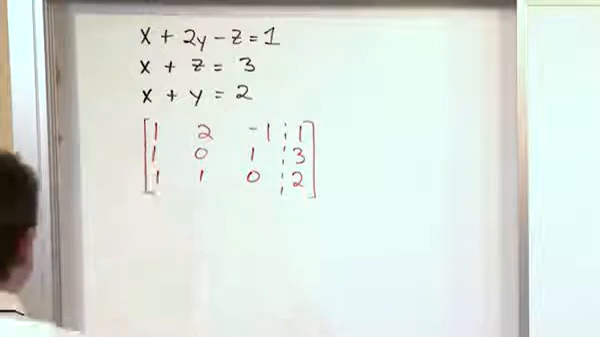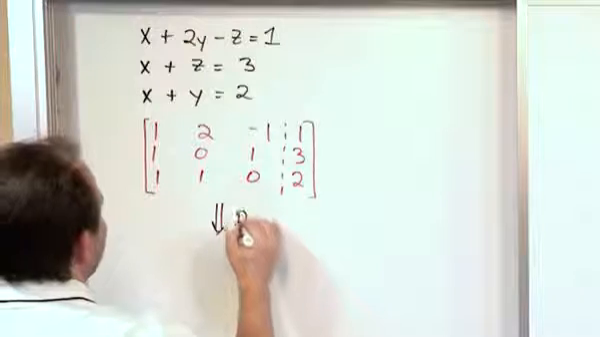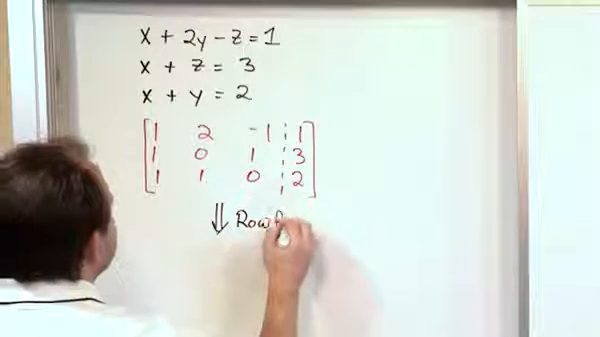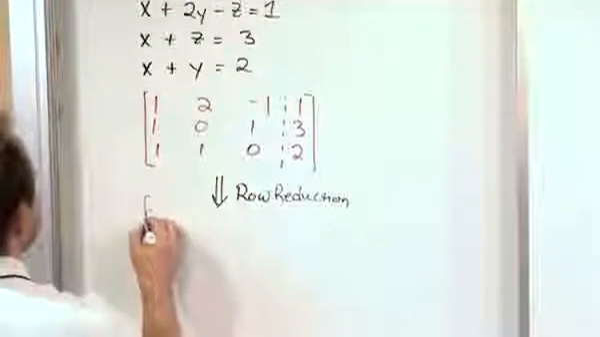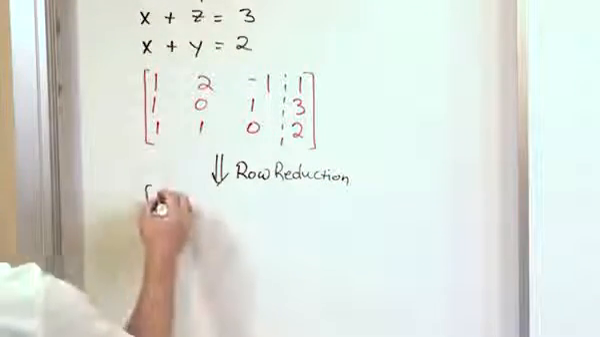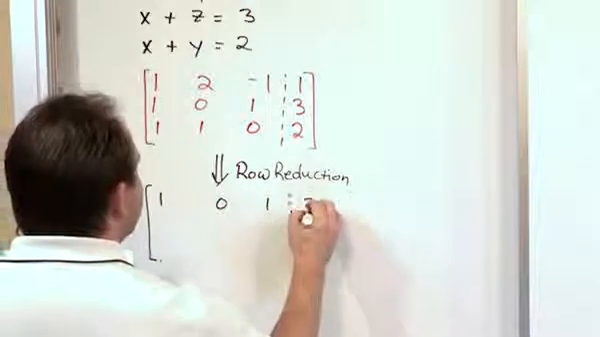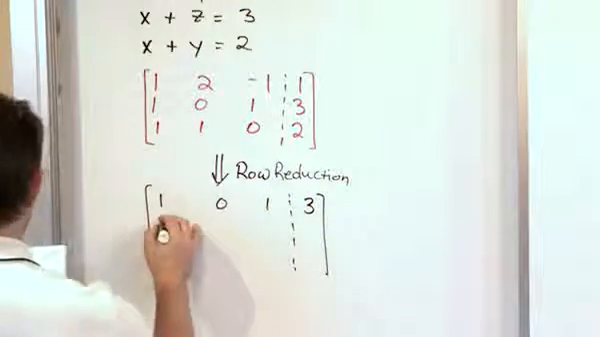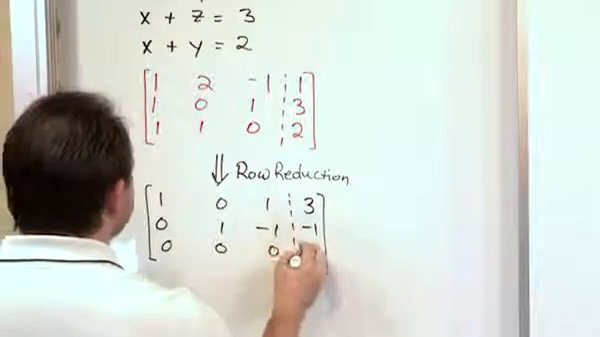So instead of showing all of those steps, I feel like we have done enough row reduction now, where I'm just going to put a little arrow and say row reduction. So after some row reduction, we arrive at the following thing. 1, 0, 1 with a 3. 0, 1, negative 1, negative 1, 0, 0, 0, 0.